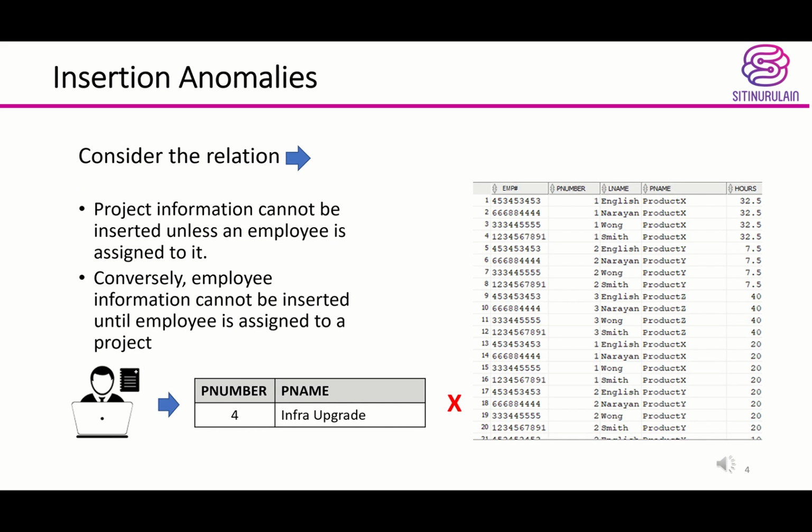This is an example of the situation that happens in insertion anomalies. Consider the relation as shown in the slide. Project information cannot be inserted unless an employee is assigned to it. Conversely, employee information cannot be inserted until the employee is assigned to a project.